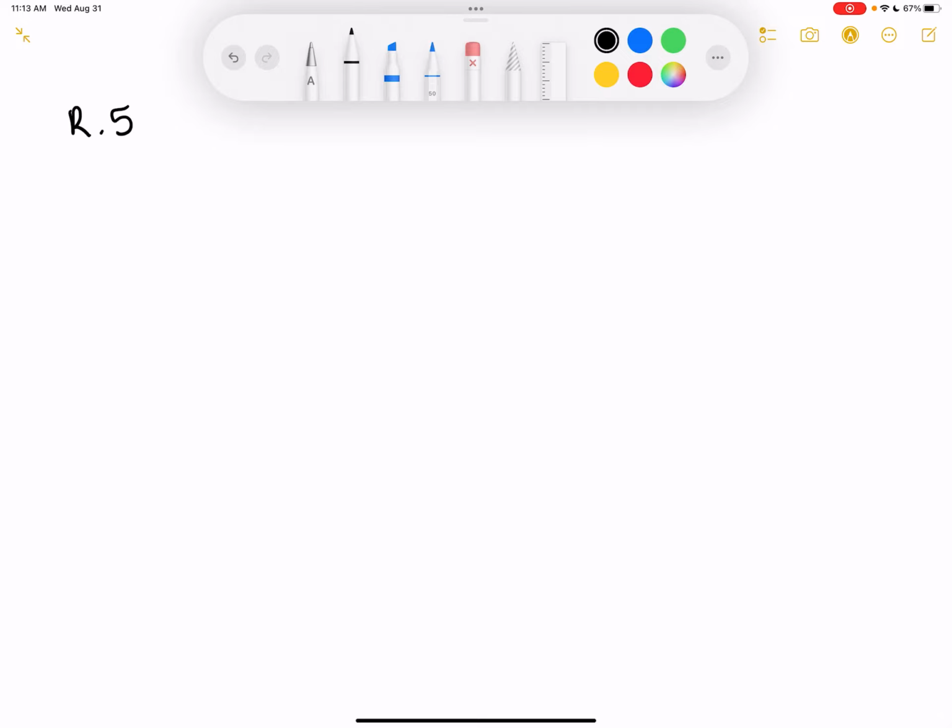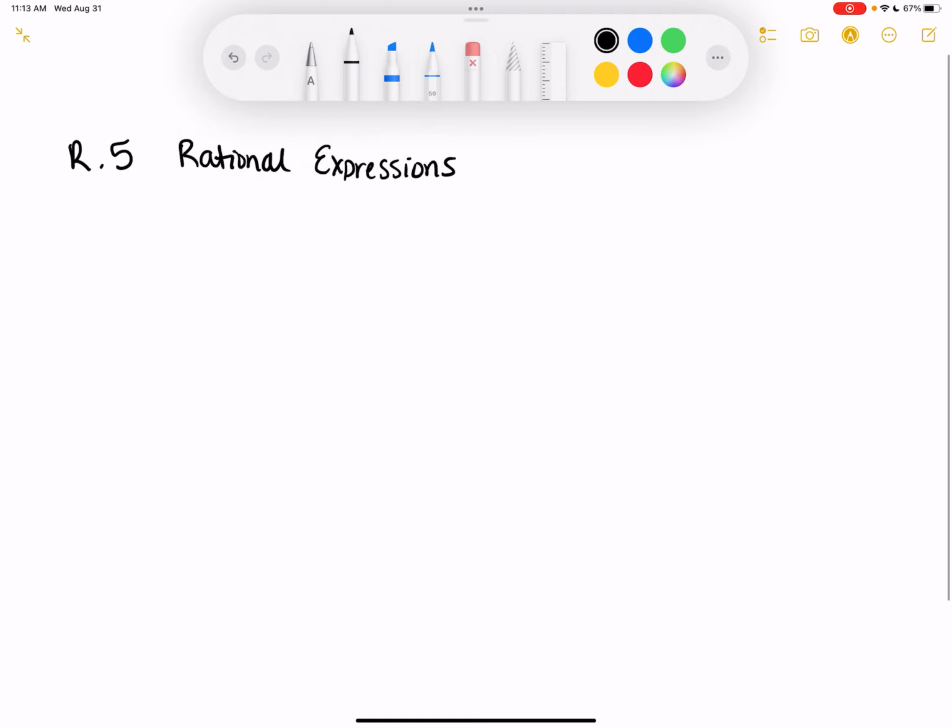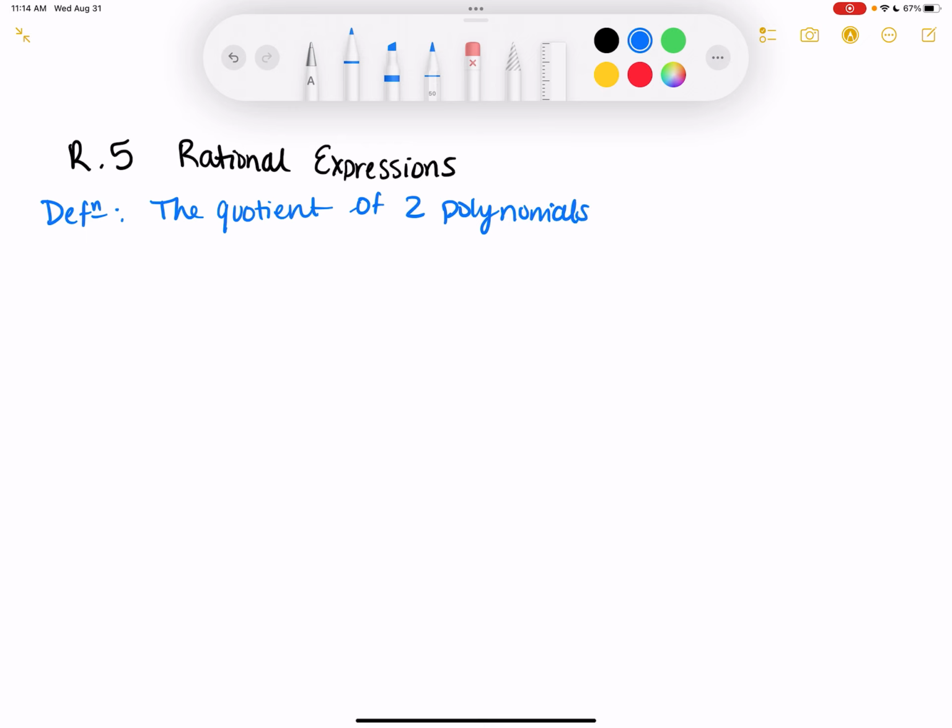All right, so R5 is rational expressions. The definition of a rational expression is the quotient of two polynomials P and Q with Q not equal to 0.